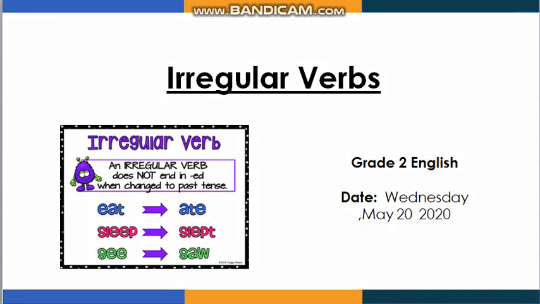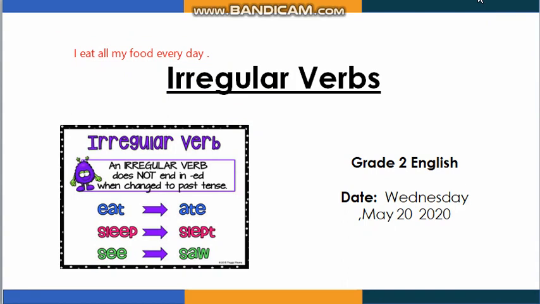I'm gonna write a sentence in the simple present tense. Let me write, I eat. We need to start with the capital letter. I eat all my food every day. And full stop. Okay, here I'm talking about something, you know, happens every day. So every day I eat all my food.